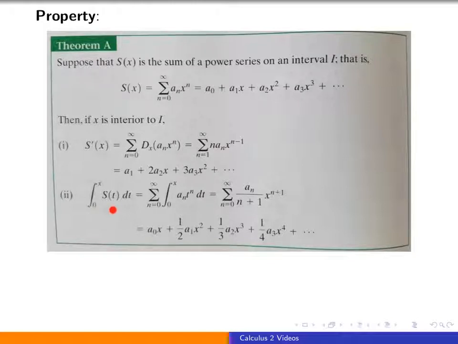Similarly, if you would like to integrate the power series, you take that integral and you move it inside the sum. That is, you integrate each term individually. So the antiderivative of, in this case, t to the n, would be 1 over n plus 1 times t to the n plus 1, and we would plug in that resulting x. So let's use this to answer our previous question.